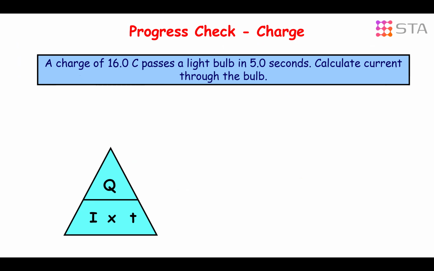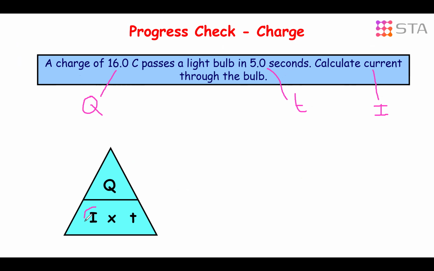Okay, hopefully you've worked that out by now. And of course, if you need extra time, just pause the video. That's absolutely fine. First of all, I'm going to annotate on this screen. So we have a charge of 16 coulombs. That is, of course, Q. And then we have 5 seconds. That is time. And you are going to calculate the current, which, of course, is I.